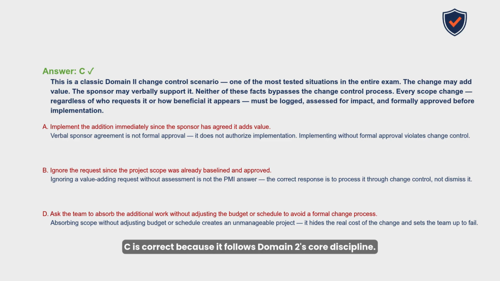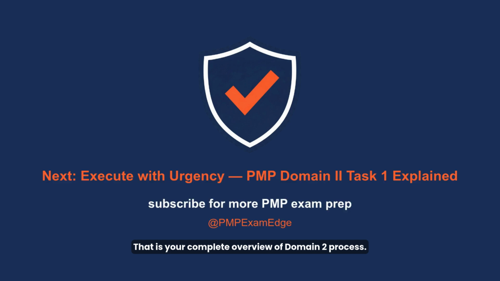C is correct because it follows Domain 2's core discipline. Every change goes through the process, every time. That is your complete overview of Domain 2 process. All 17 tasks, 50% of the PMP exam.